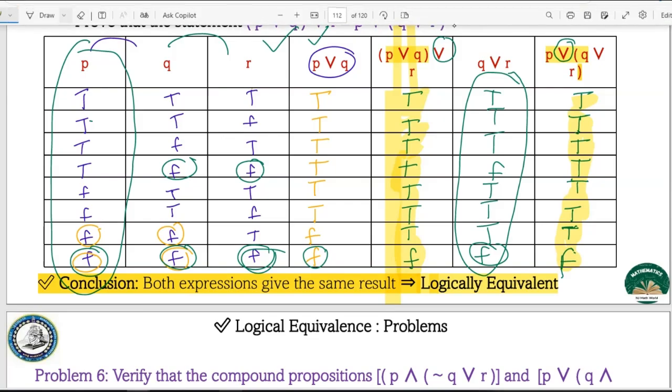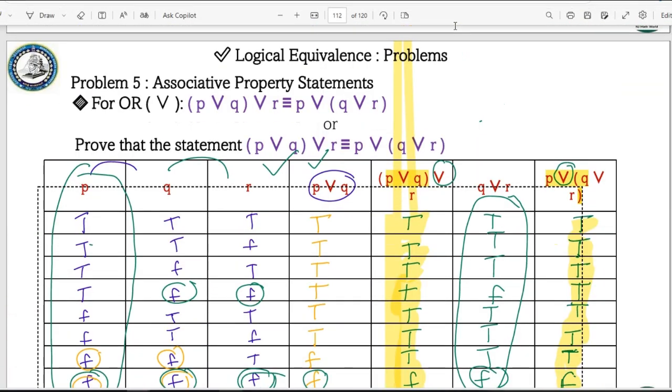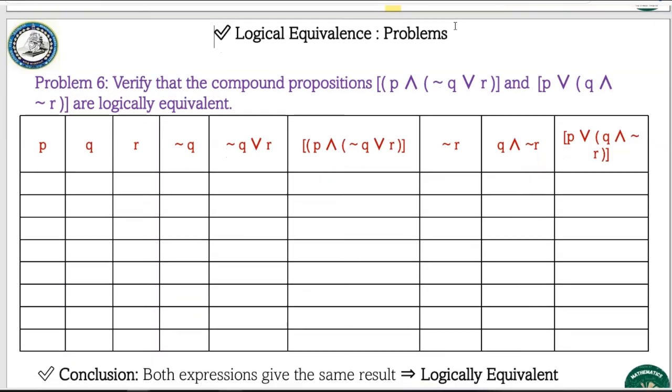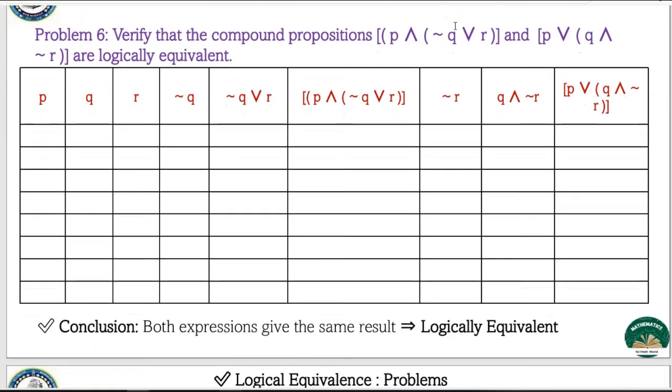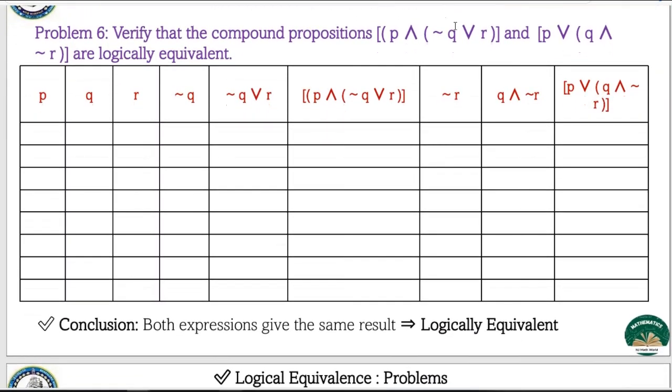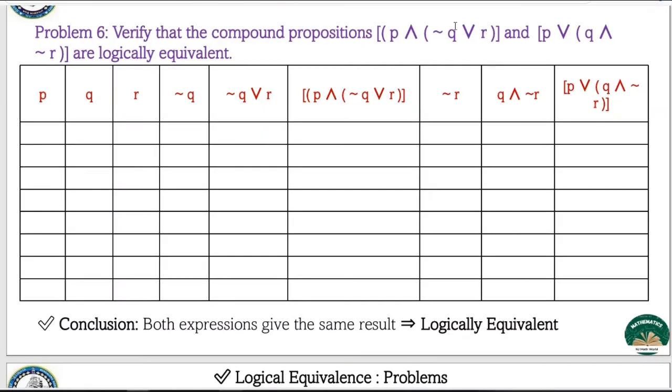Now moving on with the next question, we have to verify whether the compound propositions P and (negation Q or R), and (P or Q) and negation R are logically equivalent. So we will just check whether these are logically equivalent.